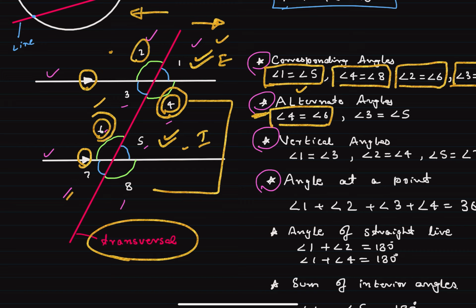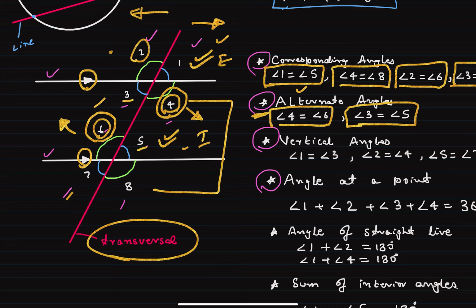If you can understand the property of alternate angles, angle 4 and angle 6 are both interior and they are both on opposite sides of the transversal. The same property is proved by angle 3 and angle 5, right? So they are alternate angles.